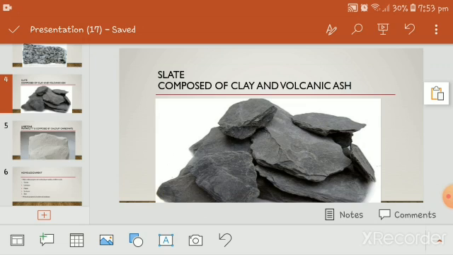This is slate composed of clay and volcanic ash. Volcanic ash का आपको पता होगा, what is volcanic ash. जब एक volcanic होता है तो उसकी जो ash है वो produce करता है, तो these kind of rocks are made up of volcanic ash. The structure of slate is the fine grains of slate, and these are very tiny particles, and it cannot be observed easily by the naked eyes.